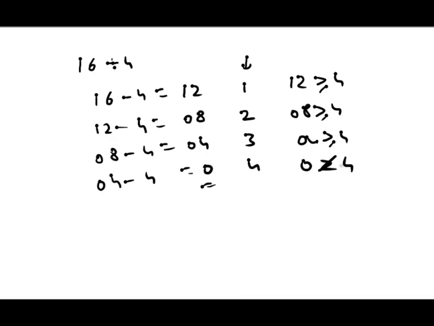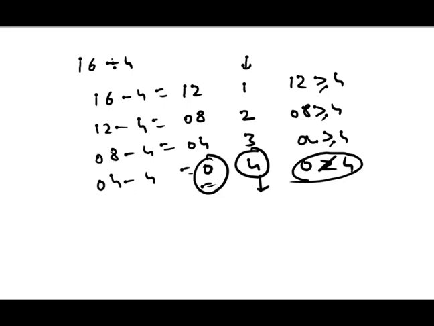This is the stopping condition. We will go on subtracting until the difference is less than the divisor. Now we stop here. The count of subtractions which we get here is the quotient, and whatever we are getting here is the remainder. This is the idea behind the subtraction part.